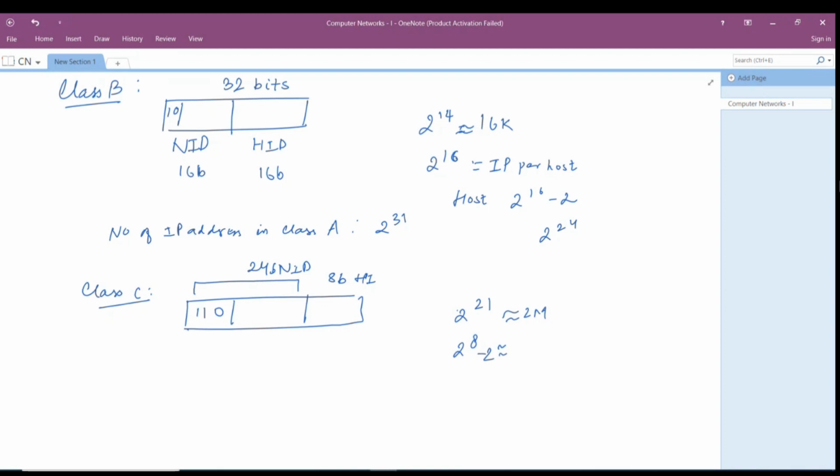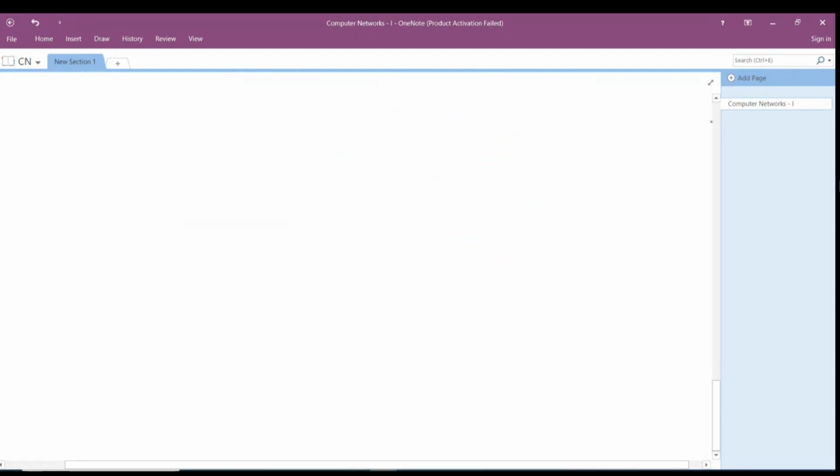If we talk about class D, actually class D and class E are not divided, and they are reserved, mostly used for military purposes. So you have military transmissions and everything. We are not going to touch them, but you can understand this. Okay, now let us wrap up whatever we have discussed so far about the IP addresses.